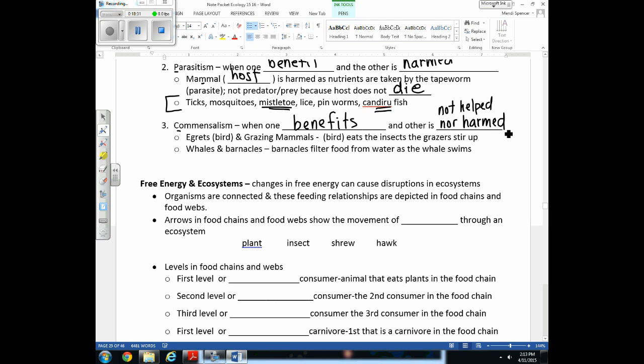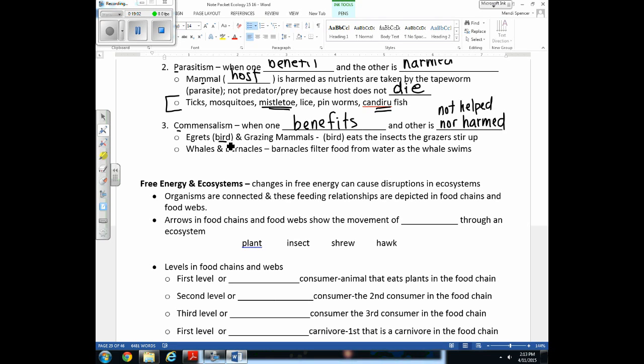So as this organism goes about its daily business, there's another species that's going to get the benefit of it just going through its normal activities. A good example is with these different birds, like the egrets, that ride on the back of grazing mammals. Buffalo and zebras and lots of different organisms have these birds associated with them. As those herbivores move around, they stir up insects, and these birds fly down and grab the insects. So this is an example of commensalism.